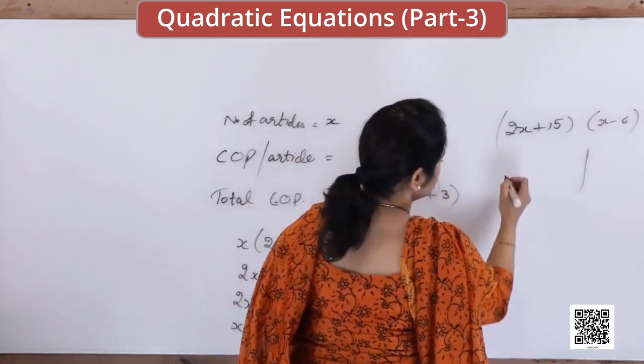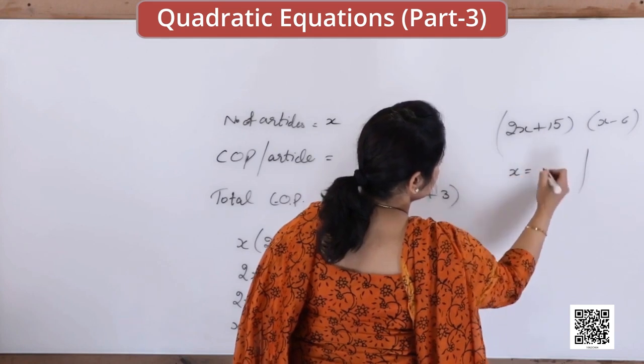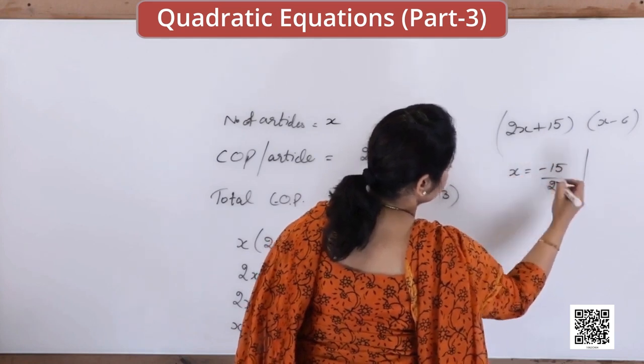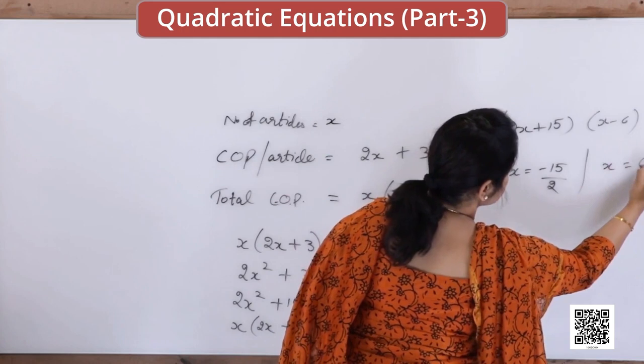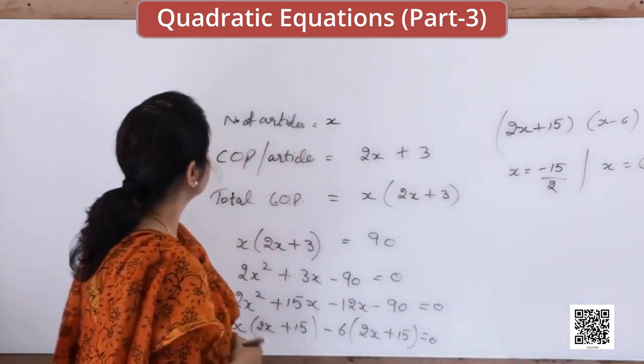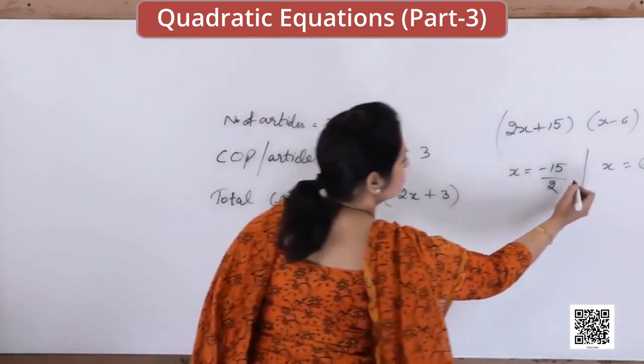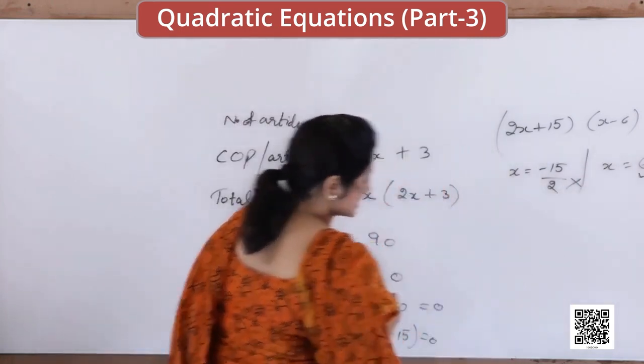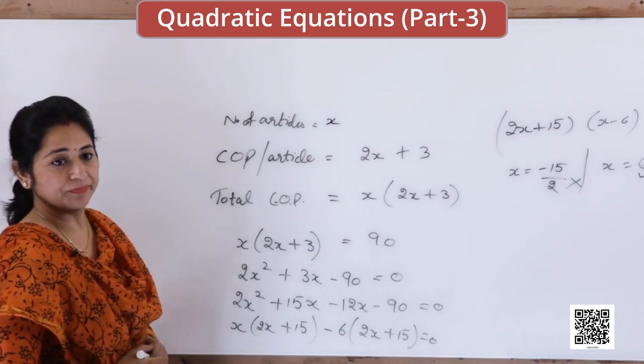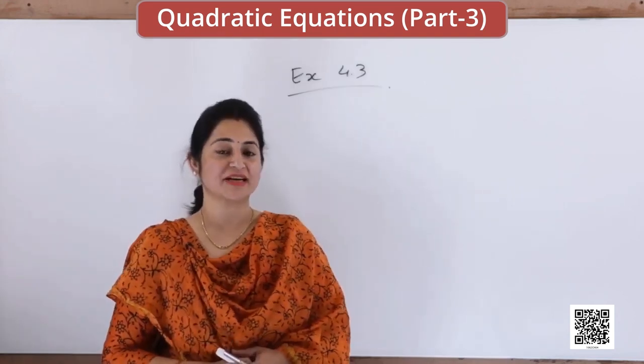Taking this bracket to be 0, we will have x equals to minus 15 upon 2, and here we will have x as 6. Now it is actually the number of articles. Now number of articles cannot be negative, so our answer will be 6. Now to cross check it.